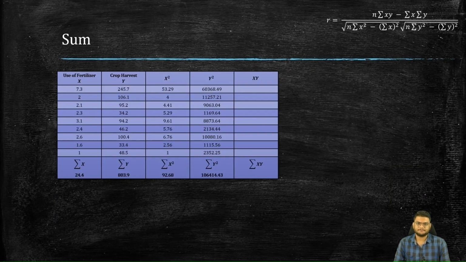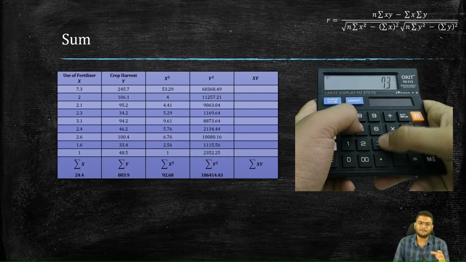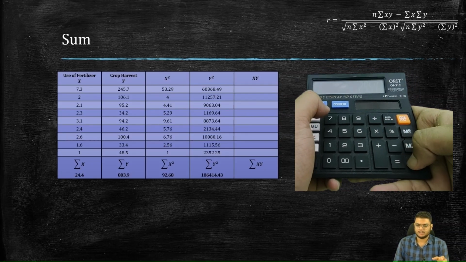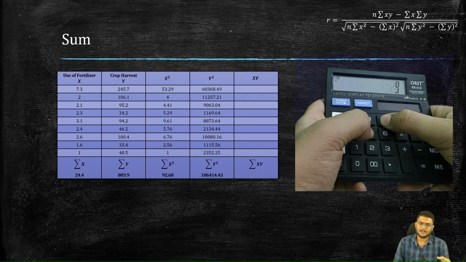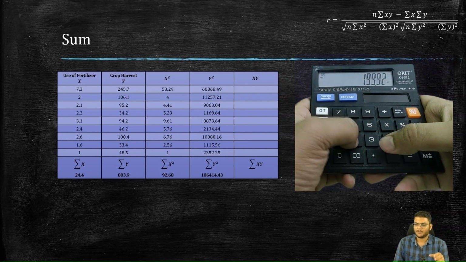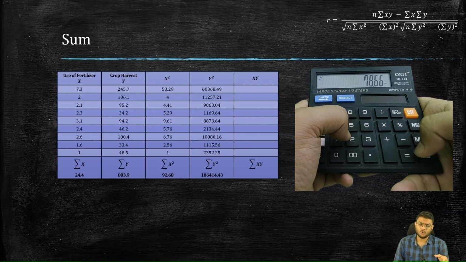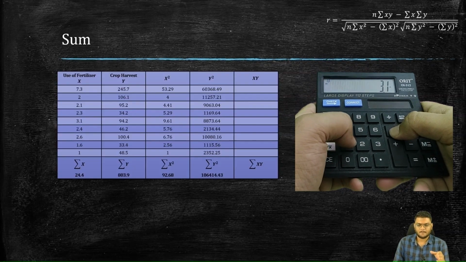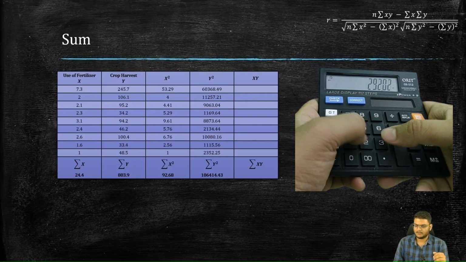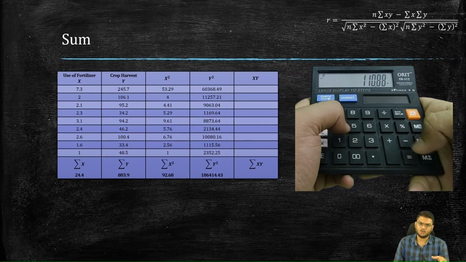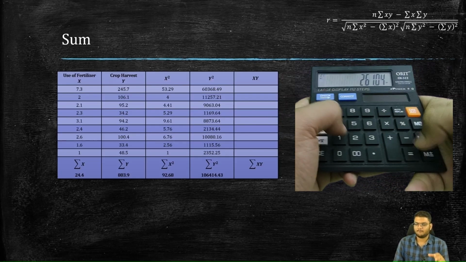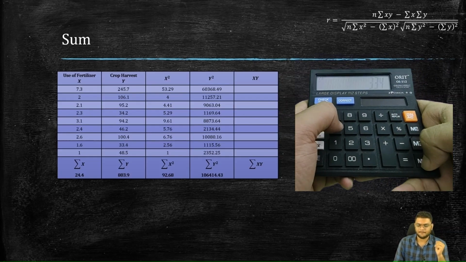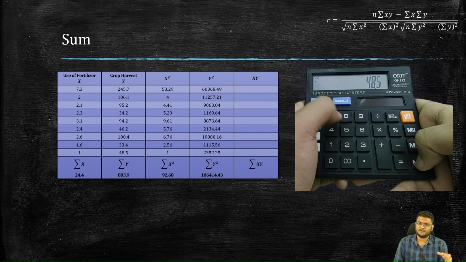So let's prepare that. Now again for the xy column, we will use the M plus method here. 7.3 multiplied by 245.7 M plus, 2 multiplied by 106.1 M plus, 2.1 multiplied by 95.2 M plus, 2.3 multiplied by 34.2 M plus, 3.1 multiplied by 94.2 M plus, 2.4 multiplied by 46.2 M plus, 2.6 multiplied by 100.4 M plus, 1.6 multiplied by 33.4 M plus, 1 multiplied by 48.5 M plus.